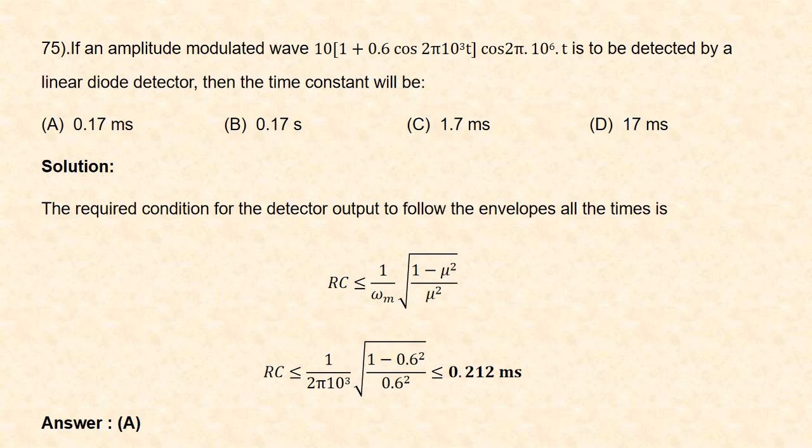So substituting ωm equal to 2π × 10³, and the modulation index 0.6 from the standard time domain equation, substituting μ equal to 0.6, we have RC should be less than or equal to 0.212 millisecond. So the approximate answer will be 0.17 millisecond, because it is less than 0.212 millisecond. So option A is the correct answer.